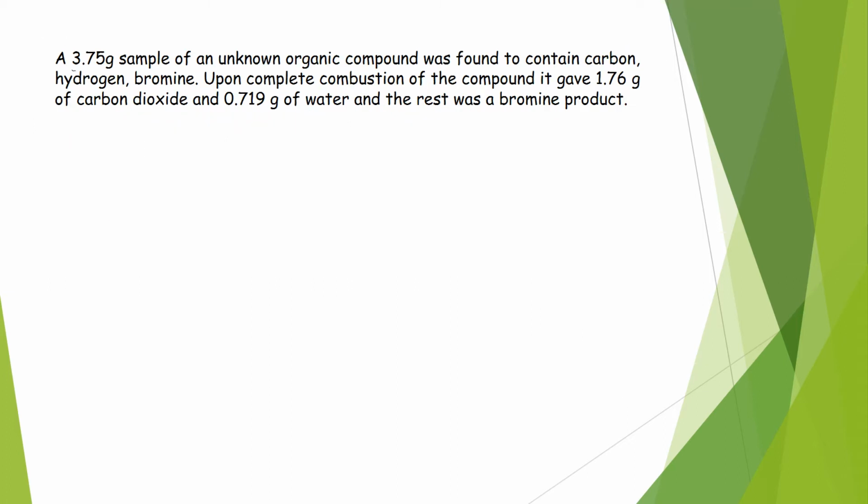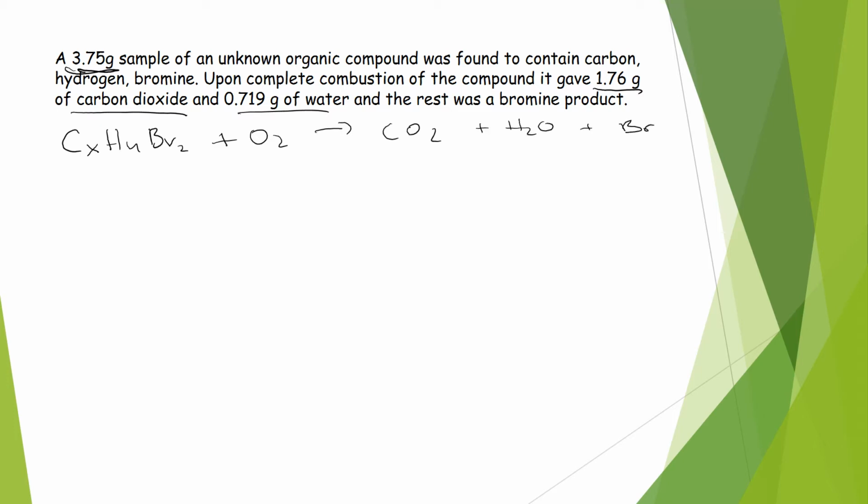So a 3.75 gram sample of an unknown compound underwent combustion, and it gave us 1.76 grams of carbon dioxide and 0.719 grams of water. So this compound is CxHyBr, undergoes combustion, and it's going to give us CO2 plus H2O plus a bromine product of some sort, which doesn't tell us. So we had a 3.75 gram sample here. It gave us 1.76 grams of carbon dioxide and 0.719 grams of water.